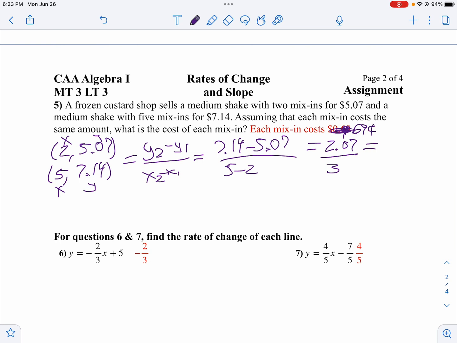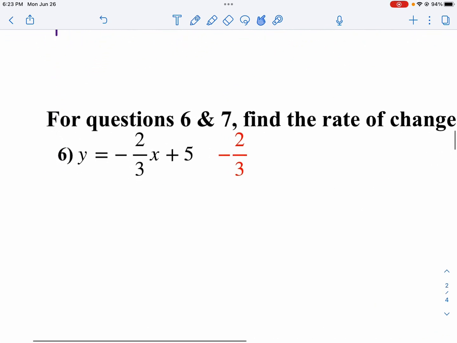There we go. So each mix-in costs 69 cents. Now, to find the rate of change of an equation, we need to substitute some numbers in here. We need to make two ordered pairs just like we did in number 5. I like 0 for the first one because notice if I replace x with 0, 0 plus 5 is 5.